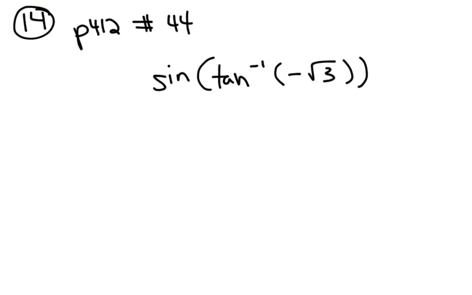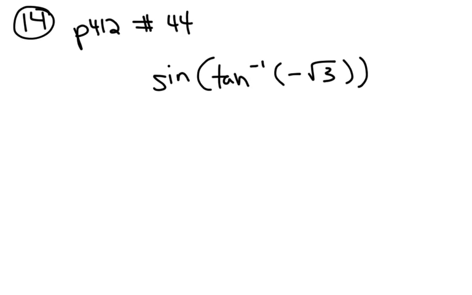Number 14, page 412, number 44, the sine of the inverse tangent of negative radical 3. When you're doing these types of problems, I would love to tell you the answer is as simple as just shoving it in your calculator and writing down the decimal, but it's not.